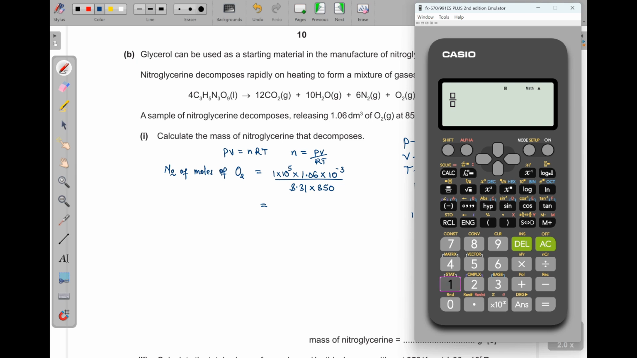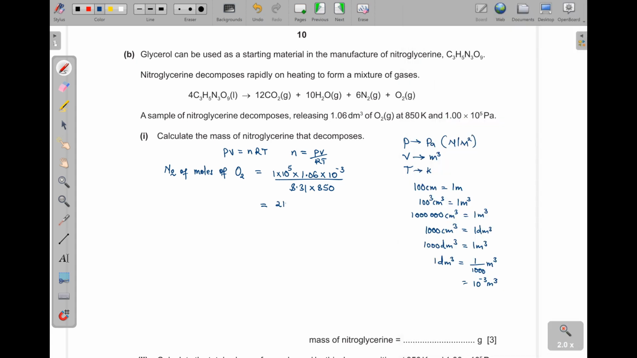Then what do we get here? We have 1 times 10 to the power of 5, then times 1.06 times 10 to the power of negative 3. Then down here we have 8.31 times 850. This one gives us 212 over 14127. Let me leave it exact. 212 out of 14127 moles.